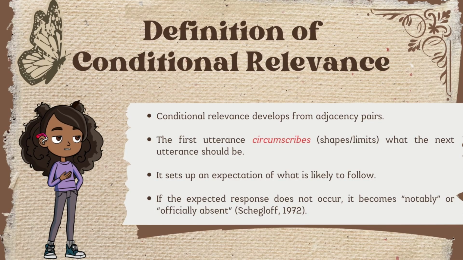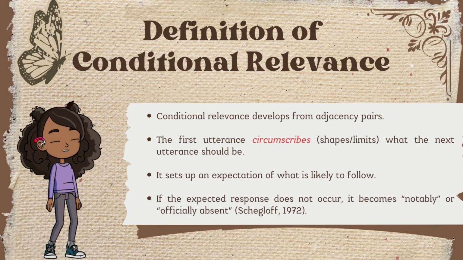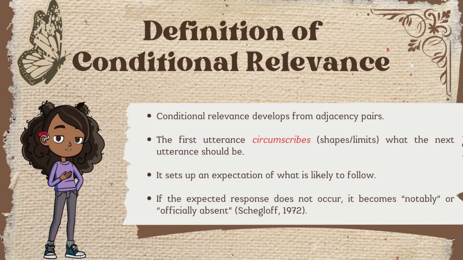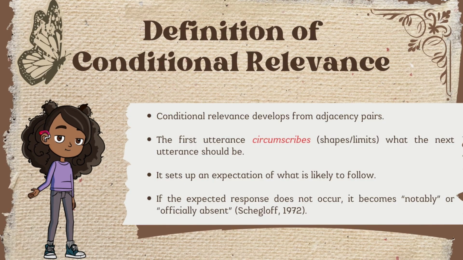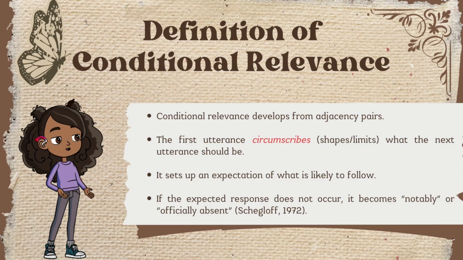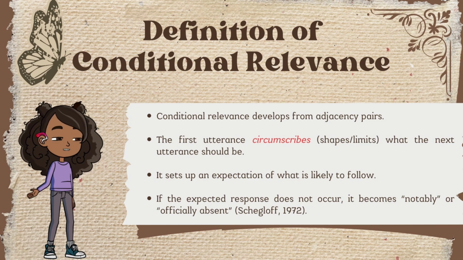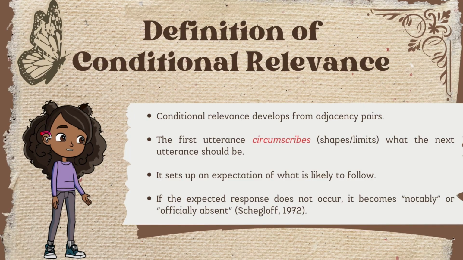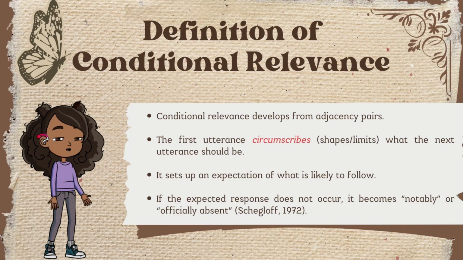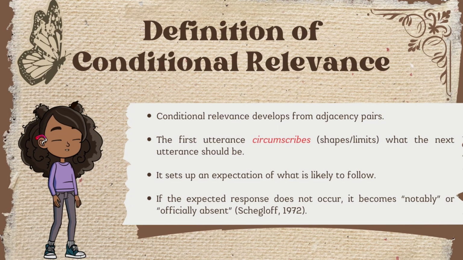Next, I will explain conditional relevance. Conditional relevance comes from adjacency pairs, which are 2 utterances that naturally go together, like a question and an answer, or a request and a response. The key idea is this. The first utterance shapes or limits what the next utterance should be. It creates an expectation that the second person must give a relevant response. So if someone asks a question, we expect an answer. And if someone makes a request, we expect either acceptance or rejection. Once the first part is spoken, the second part becomes almost necessary.